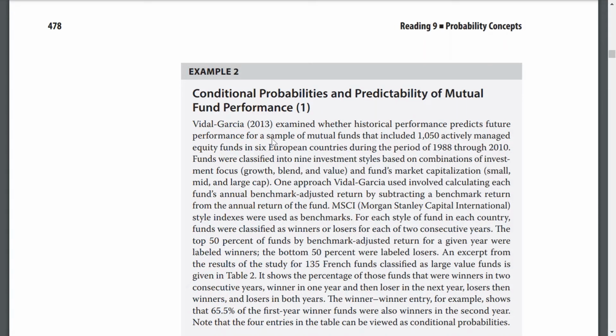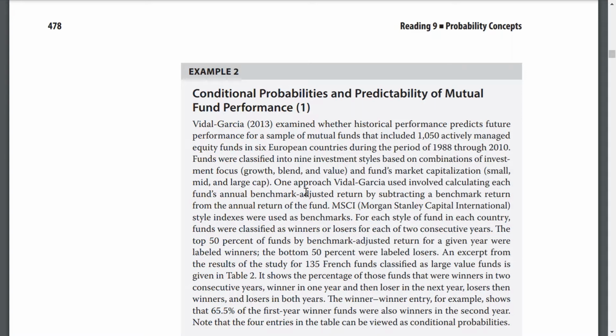Conditional probabilities and predictability of mutual fund performance. Vidal-Garcia, 2013, examines whether historical performances predict future performance for a sample of mutual funds that include 1,050 actively managed equity funds in 6 European countries during the period of 1988 through 2010. Funds were classified into 9 investment styles based on a combination of investment focus, growth, blend, and value, and the fund's market capitalization, small, mid, and large cap.